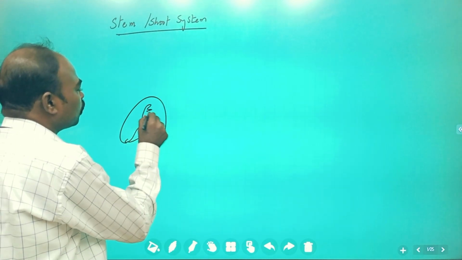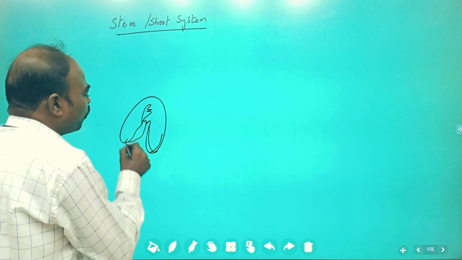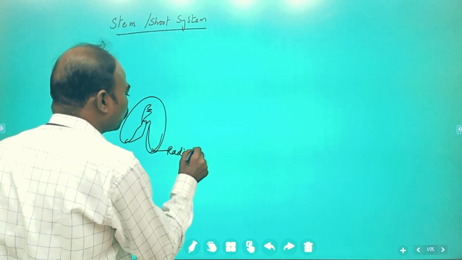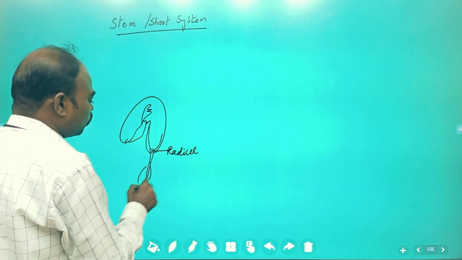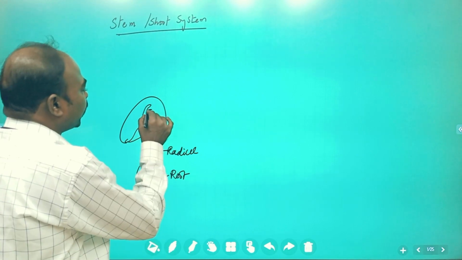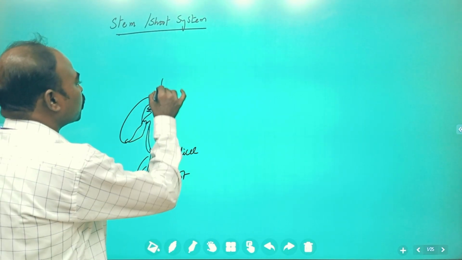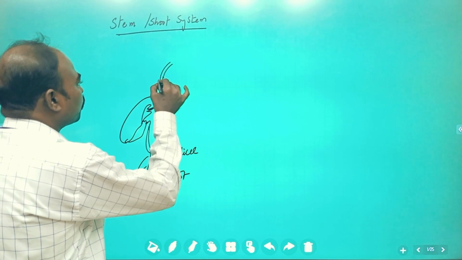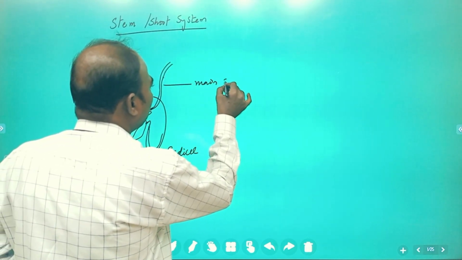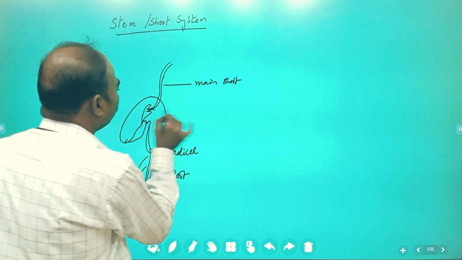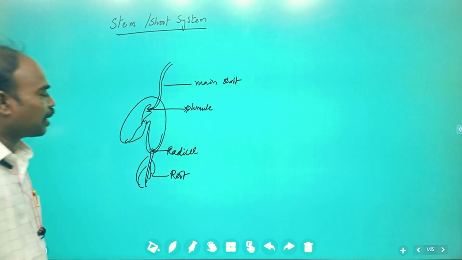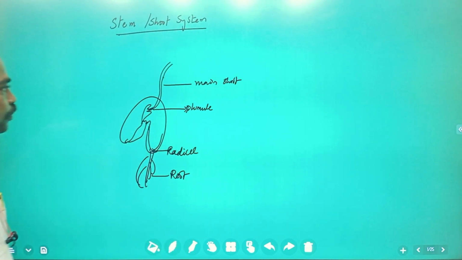plumule from the embryonal axis. So, the radicle gives rise to the root system, which develops towards the soil, whereas the plumule grows and produces a shoot system which develops aerially. The main shoot was developed from the plumule of the embryonal axis at the time of growth.